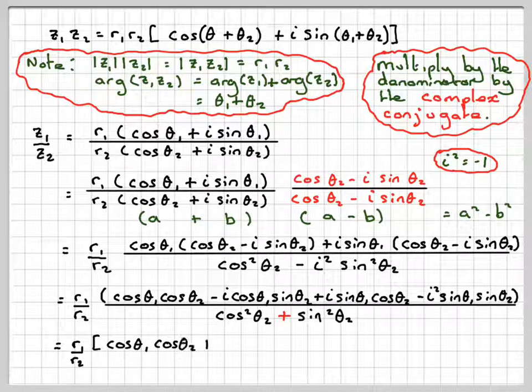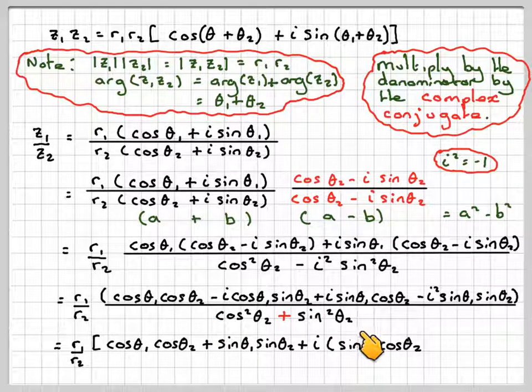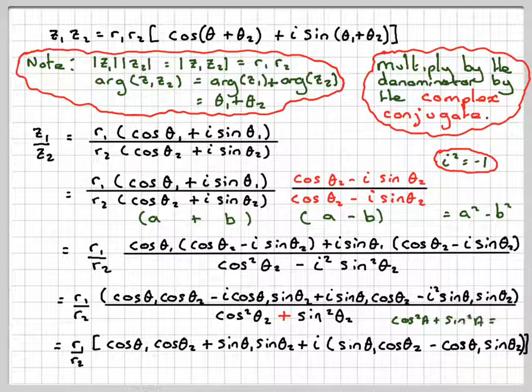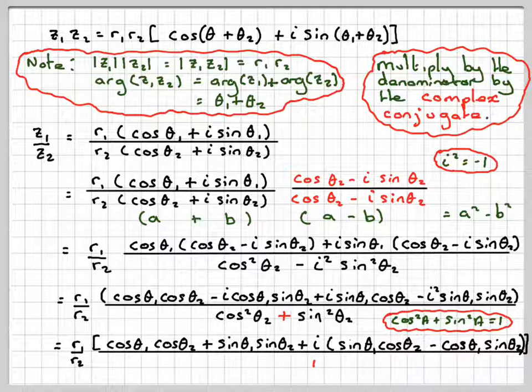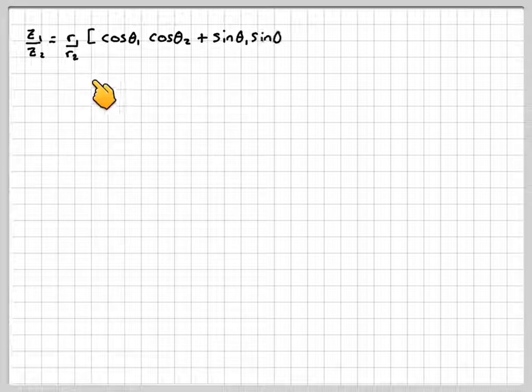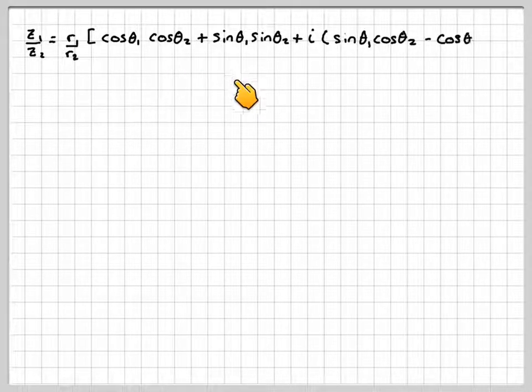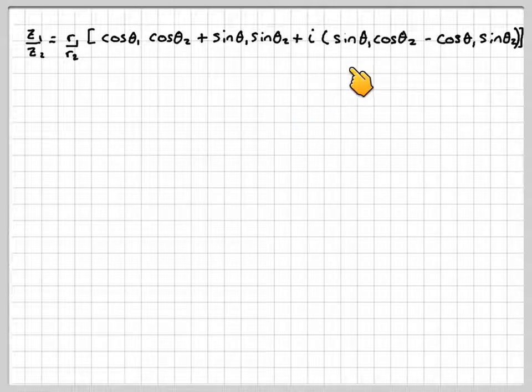So that's going to give me cos theta 1 cos theta 2. i squared will become plus here, so we'll put that here. That will become the imaginary bit, and taking the i out, we have i times sine theta 1 cos theta 2 minus cos theta 1 sine theta 2. This will all be over 1, because cos squared A plus sine squared A is equivalent to 1. So we get that Z1 over Z2 is R1 over R2, cos theta 1 cos theta 2 plus sine theta 1 sine theta 2, plus i sine theta 1 cos theta 2 minus cos theta 1 sine theta 2.